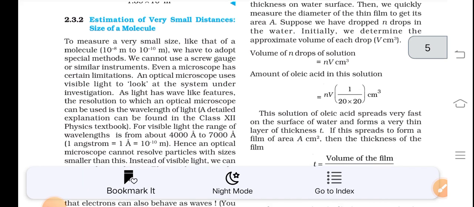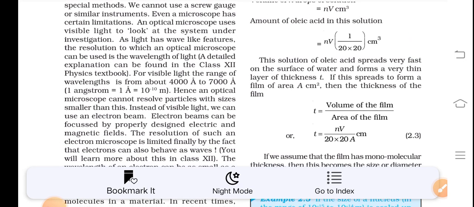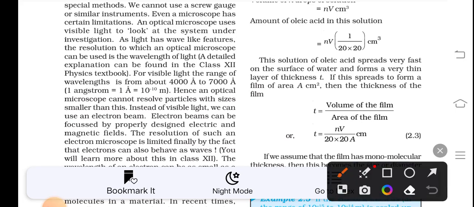Next, estimation of very small distances, size of molecules. Just now we came across how large distances are measured using the parallax method. Then what about small distances? Here there is nothing much to focus on. Generally, I will highlight the points to focus on. For the visible light region, the wavelength is about 4000 angstroms to 7000 angstroms. So 1 angstrom is equal to 10 power minus 10 meter. This is important. One should focus on it.